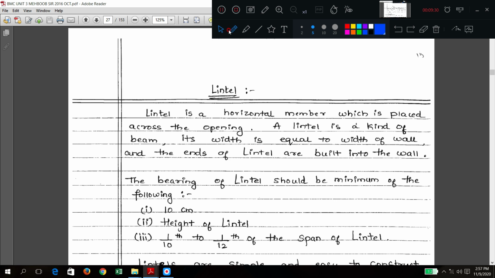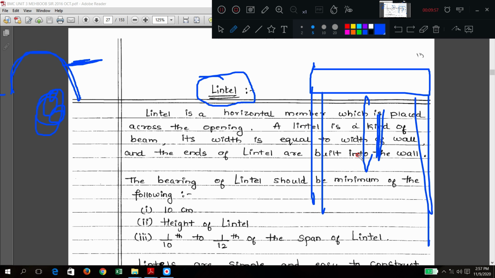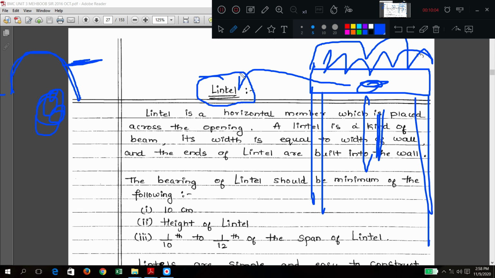So we'll begin with this one. What is this? Lintel. If it is in a curved portion which supports the opening, above the opening, but in a curve shape, it is called an arch. But if the same thing is in a horizontal place, below which there is an opening like a door or a window, and above there is a wall, this horizontal member is called a lintel.